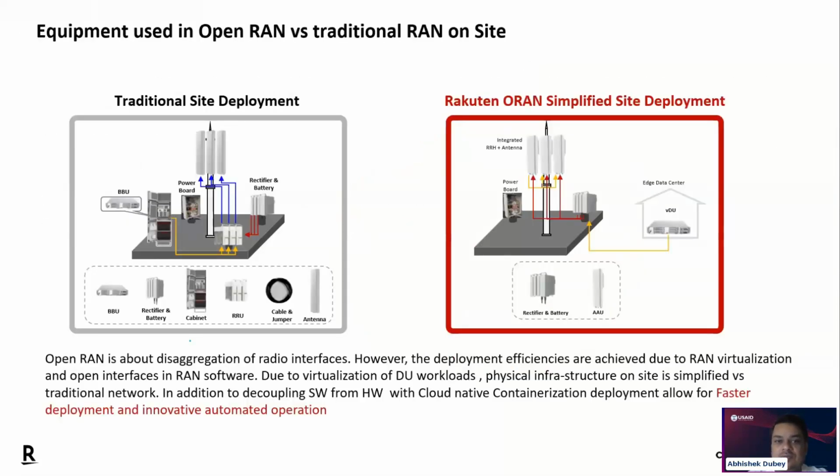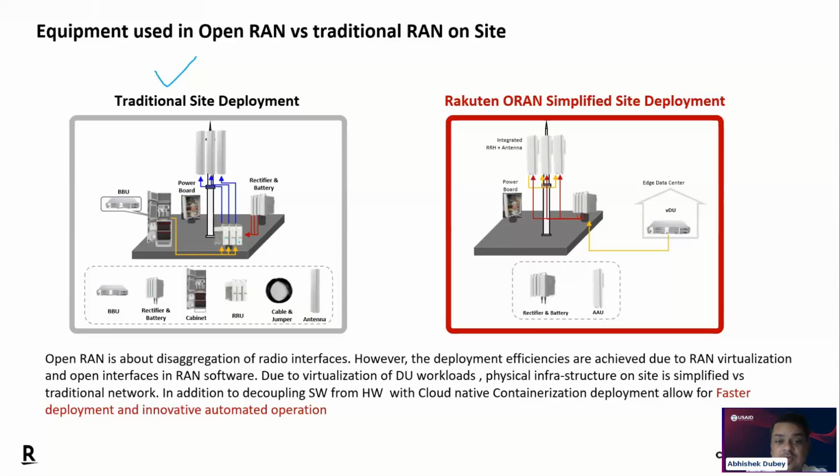So as I told you, there is a certain degree of change in the equipment you are going to send to the site for ORAN versus traditional RAN. Okay, so this is what you are going to send to the site for the traditional site deployment. So there is a BBU, a bigger unit which you are going to send. Maybe it could be a 19-inch rack where you're going to install the BBU.